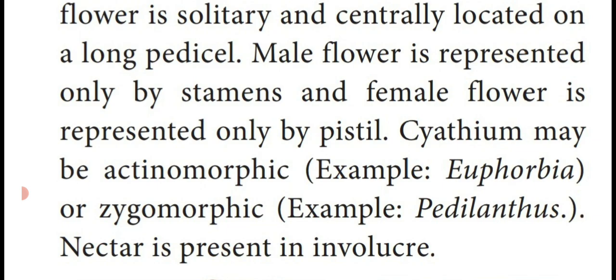Another one, the cyathium inflorescence may be zygomorphic. Actinomorphic means it is divided into two equal halves with equal floral parts. Another one, zygomorphic, it can be divided only along one median plane into two equal halves. That is said to be zygomorphic. Example, Pedilanthus. Then, at the mouth of the involucre, a nectar secreting gland is also present to attract the insects for pollination.